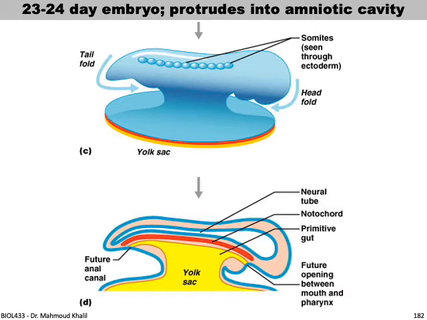Here you can see the whole embryo at day 23 and 24. The embryo starts to protrude into the amniotic cavity on top of the yolk sac. You can see that the somites, which as I said are around 40 pairs, are visible through the ectoderm. And you can see that the head fold starts to appear and the tail fold as well. If you look diagrammatically at a section, you can see the layers of the neural tube, notochord, and the primitive gut. The primitive gut starts to make an opening in the anterior and an opening in the posterior to form the future mouth and pharynx and the future anal canal.